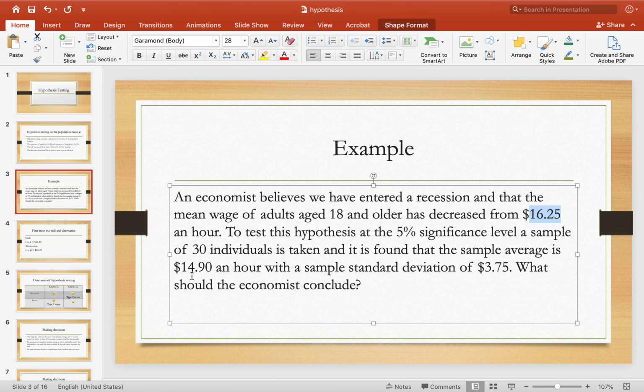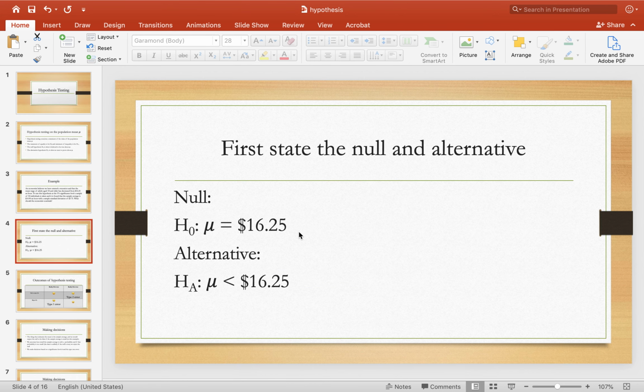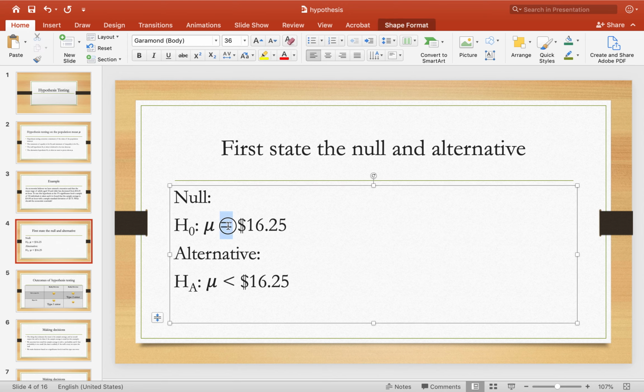Okay. Now, this 5% significance level, that's going to be how we make decisions, and I'm going to talk more about that briefly. This 30 individuals comes from the data set, as do these two numbers, the sample average and the sample standard deviation. These are going to be needed to make a decision for the economist. Okay. So first things first, you want to state your null and alternative. So currently at $16.25, that's the statement of equality. The economist believes it's less than $16.25.